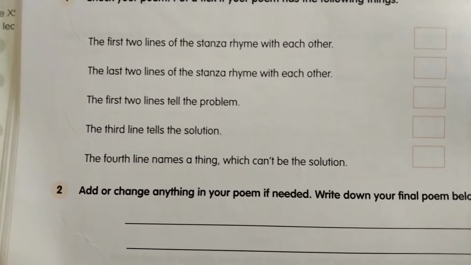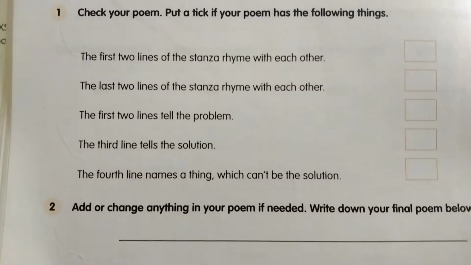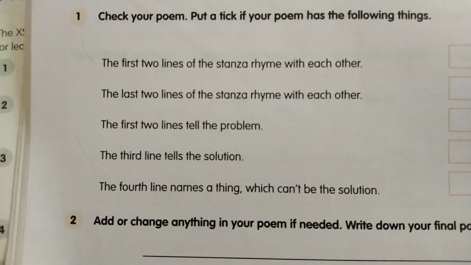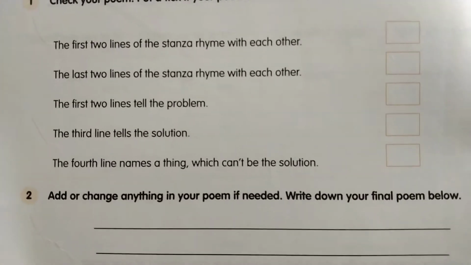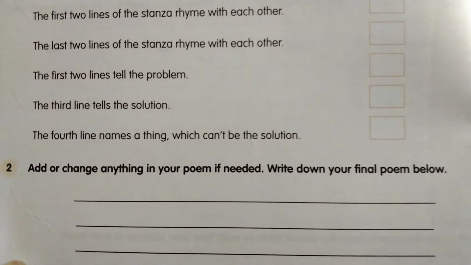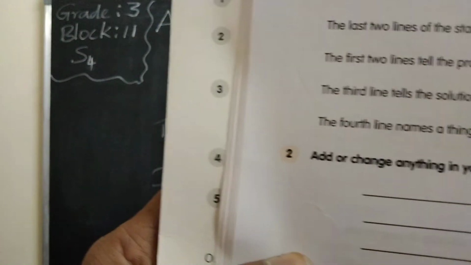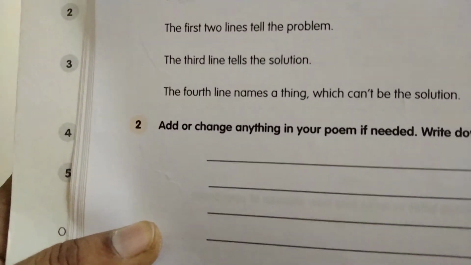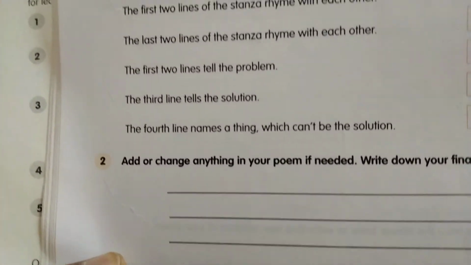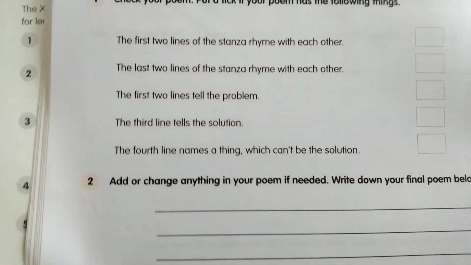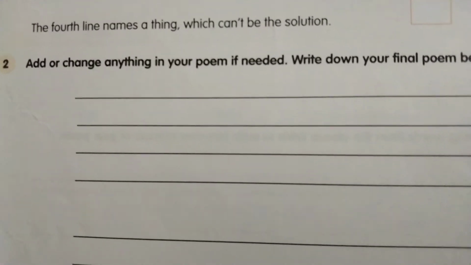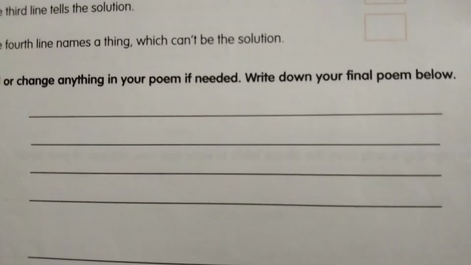Now the next, fourth question, the third line tells the solution. If the third line really tells the solution for the problem, you can put a tick mark there. Now coming to the last one, the fourth line names a thing which can't be the solution. If your fourth line is really not a solution, then you can put a tick mark. If anything is wrong, then you want to write in the second one. Add or change anything in your poem if needed.